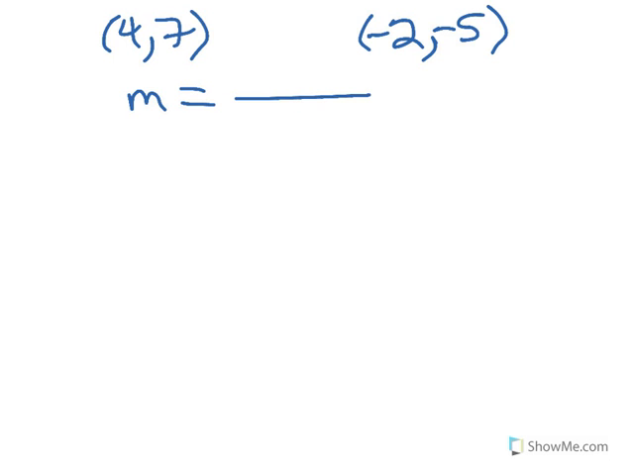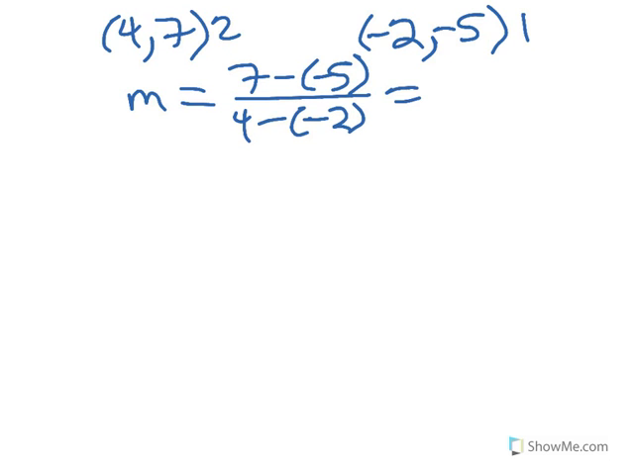I would call this point 2, its graph to the right of this, which would be called point 1. My y2 is 7, my y1 is negative 5, so I have 7 minus negative 5 on top. On the bottom I've got 4 minus negative 2. 7 minus negative 5 is 12, 4 minus negative 2 is 6, 12 divided by 6 is 2.